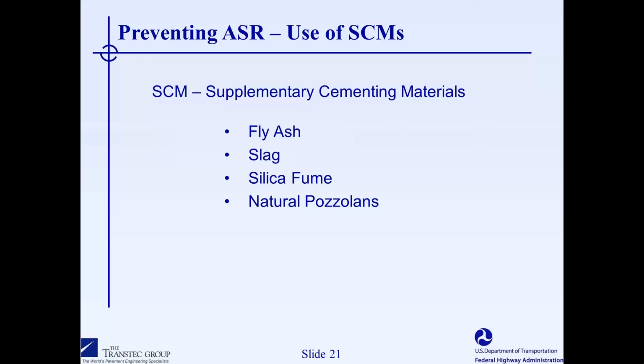So we have so far two options: using non-reactive aggregates, and controlling the alkali content of the concrete. We're now going to look at a third option, which is the use of supplementary cementing materials. By supplementary cementing materials, here we're talking about fly ash, slag, silica fume, or natural pozzolans.